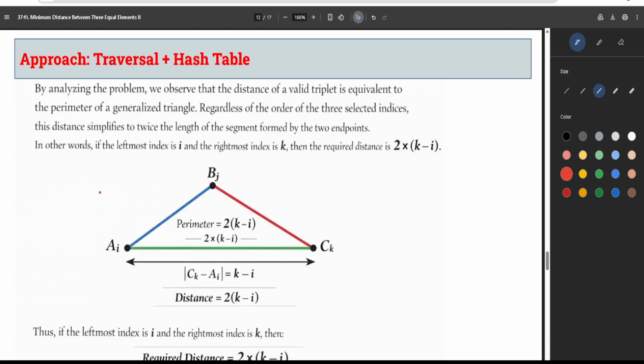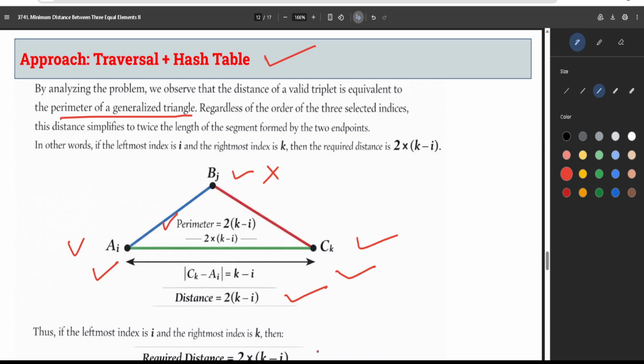There is also another approach that is called the traversal hash table approach. By analyzing the problem, we observe that the distance of a valid triplet is equal to the perimeter of a generalized triangle, right? If we have a triangle, think that we will select the three indices I, J and K. Basically, if we know the left index and the rightmost index K, we will find the distance, the perimeter, which is 2 into k minus 1, that we have already talked about, and we'll get the distance here.